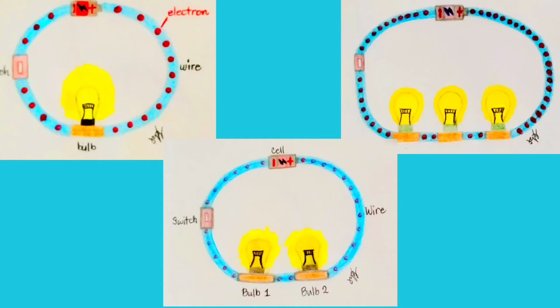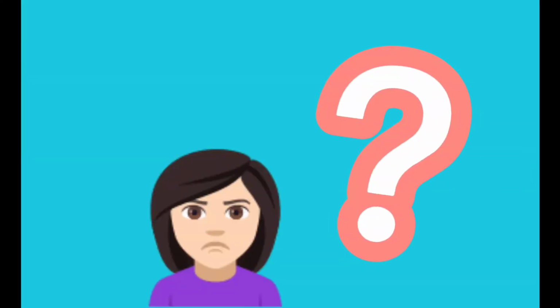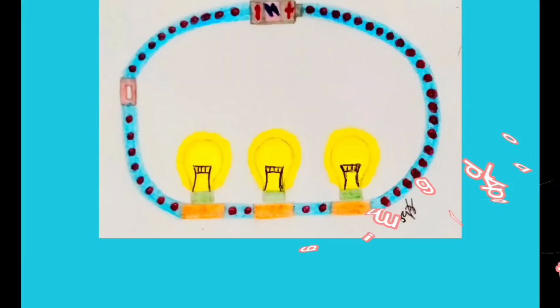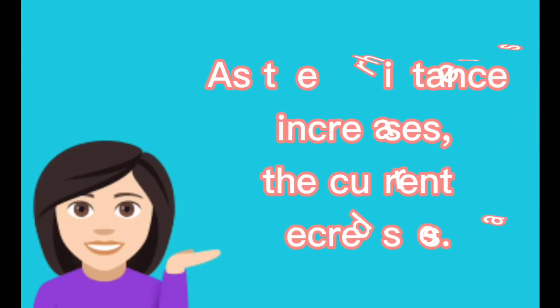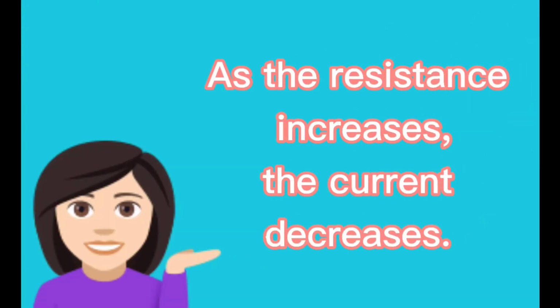As you can see in the pictures, each circuit has the same number of battery and they only have one battery. But the number of bulb or load are different. The circuit with only one bulb has the brightest light, while the circuit with 3 bulbs has the weakest light. Bakit nangyari yun? Adding more bulbs or loads means increasing the resistance in the circuit, and this resistance limits the current in the circuit. We can now infer that as the resistance increases, the current decreases.